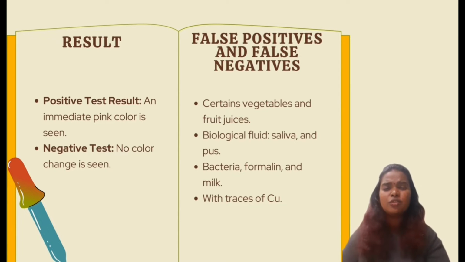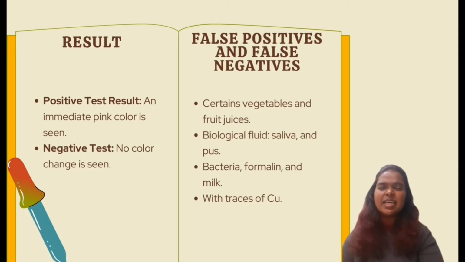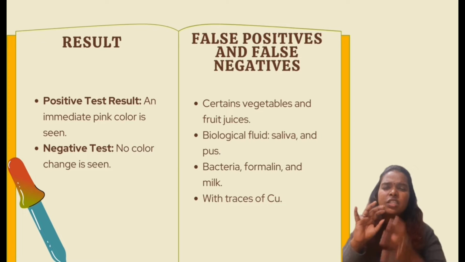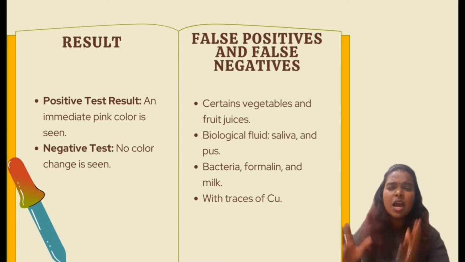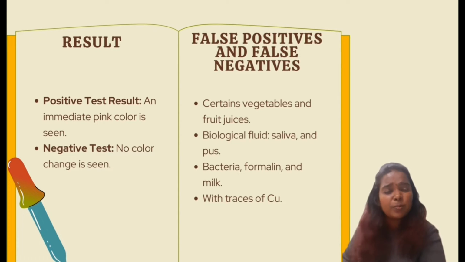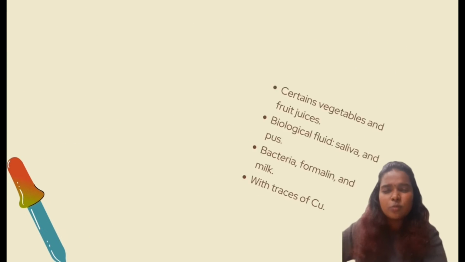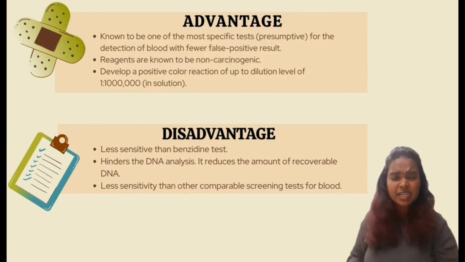Now let me explain about false positive and false negative test results. The Kastle-Meyer test is a presumptive test, which means a negative result rules out the presence of blood, while a positive test indicates a sample is probably blood. However, a positive test result really only indicates the presence of hemoglobin, which comes from red blood cells in mammals and other animals. But bacteria and even plants can produce hemoglobin under the right circumstances. Now let me explain the advantages and disadvantages of this Kastle-Meyer test.